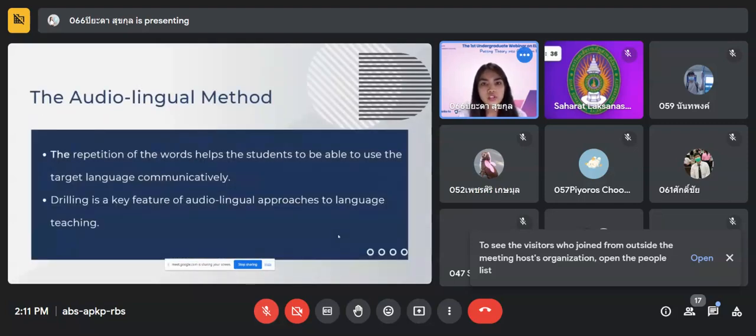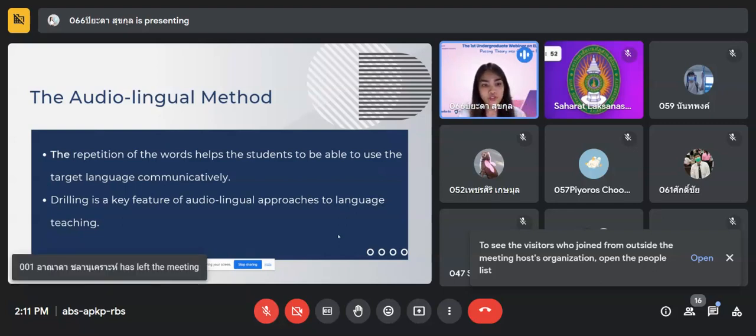And it's another alternative way to improve their listening skill, which I want you to know more about, which is the audio-lingual method. This is an interesting method that you can adapt into your class, because this is the repetition of words that helps your students to be able to use the target language communicatively. Because this method focuses on oral communication or oral practice, the students have to listen carefully and speak, right? And it's useful for them to speak in their daily life or daily conversation.